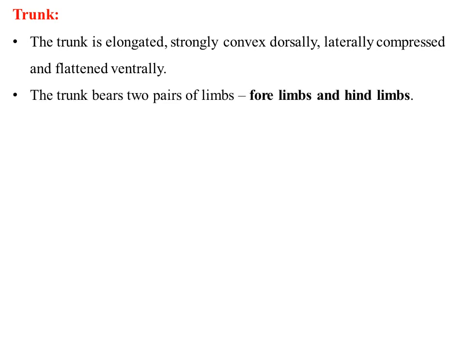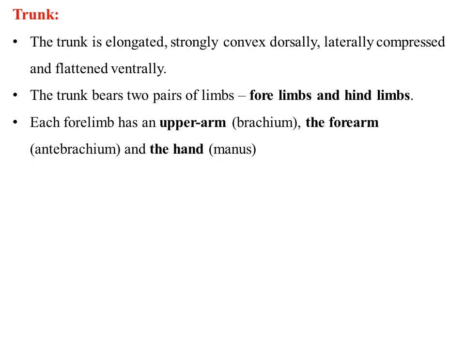The trunk bears a pair of limbs. The limbs in the anterior portion are called the forelimbs, and those in the posterior region are called the hind limbs. Each forelimb has an upper arm, the forearm, and the hand. So each forelimb is divisible into three regions: the upper arm, which is also called the brachium, the forearm, that is antebrachium, and the hand, which is called the manus.